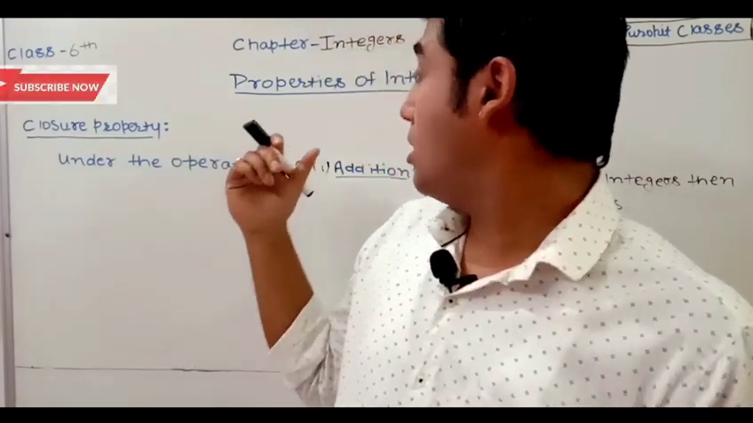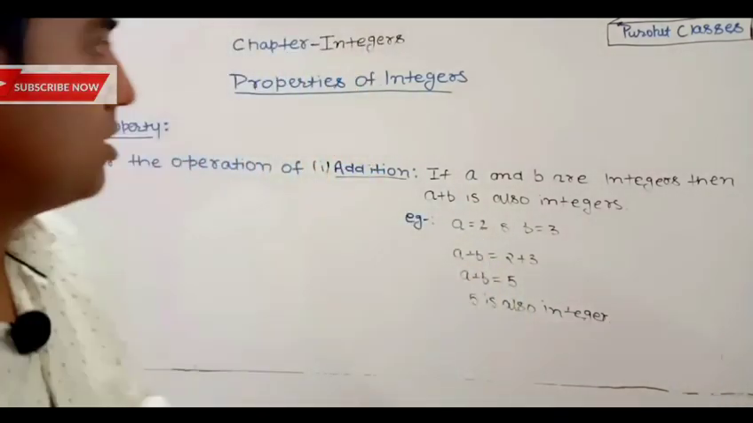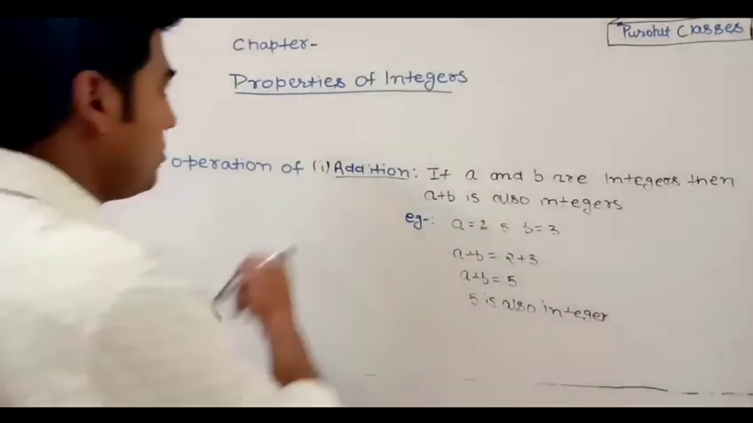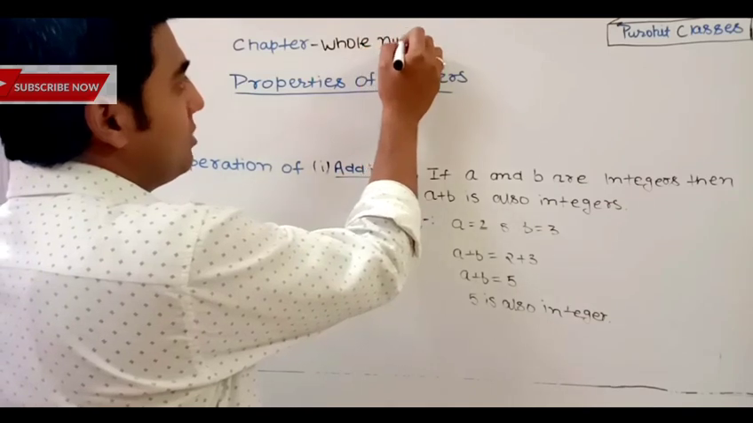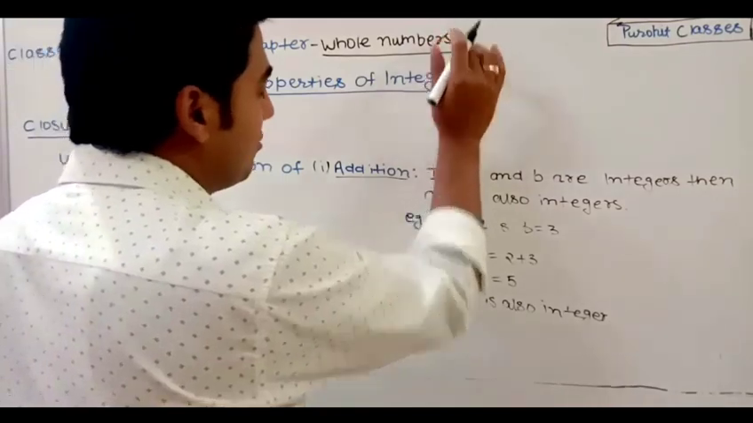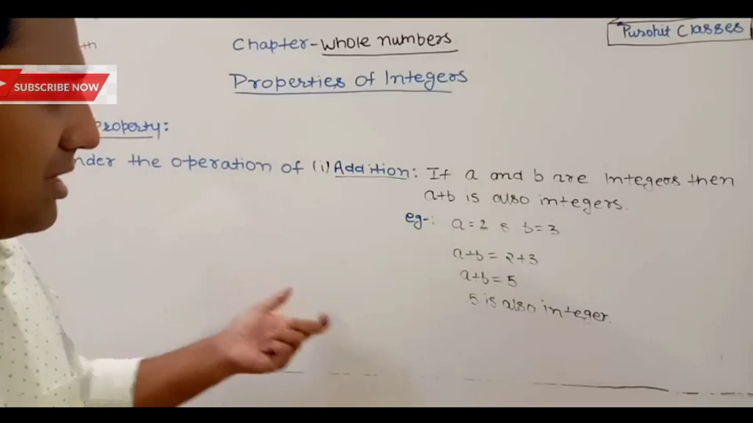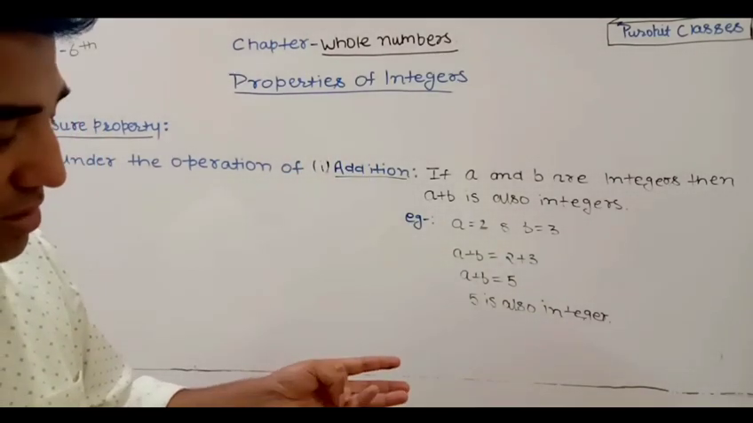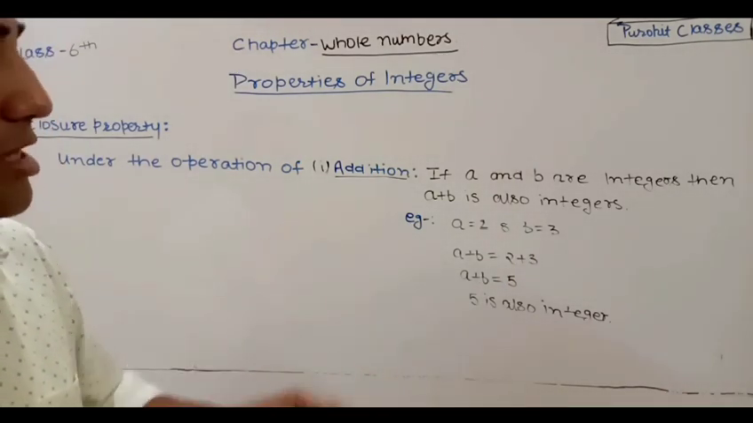Today we are going to understand the properties of integers, sorry, actually not integers, whole numbers. I was mistaken. Properties of whole numbers. Let us try to understand one by one what the properties are, how we will remember them, how we will keep them in our mind, and in which manner they will help us. Several properties are there, like closure, commutative, associative, additive identity, multiplicative identity.